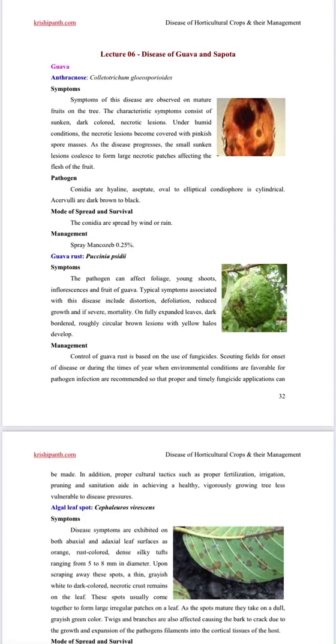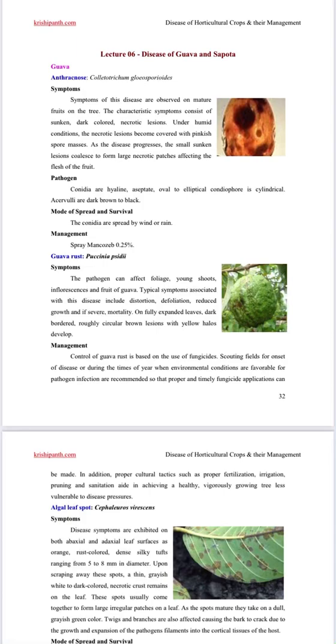The names of the diseases and their causal organisms. I'm explaining the different names of the diseases and their causal organisms. The first is wilt of guava. Second is guava anthracnose, and the third is fruit canker or scab of guava.